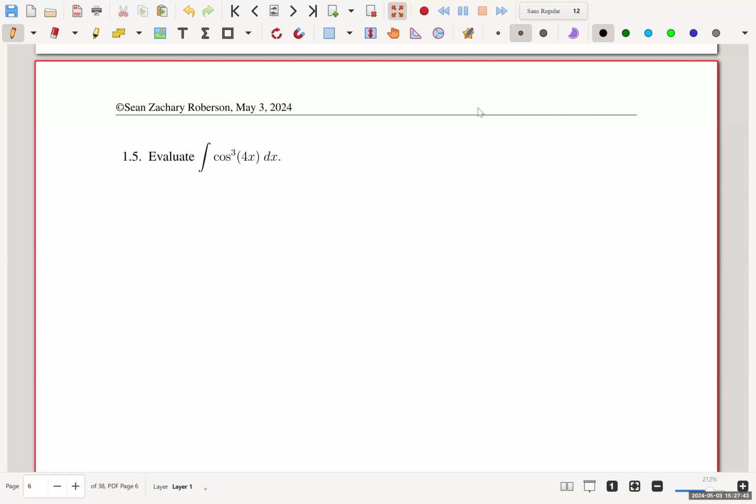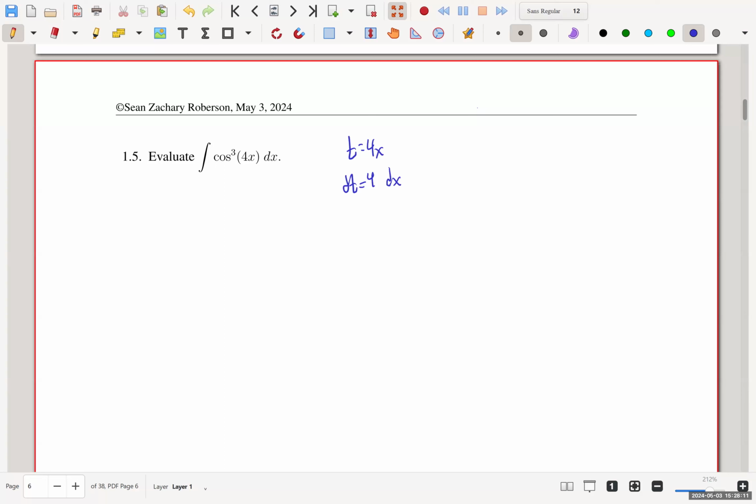Now take a look here. We have cosine cubed of 4x. I have a linear function as the argument of my cosine, as my angle. But to save myself some trouble, I want to do a priming substitution, so it looks a little simpler. So let's prime this with t equals 4x. So dt is equal to 4 dx.